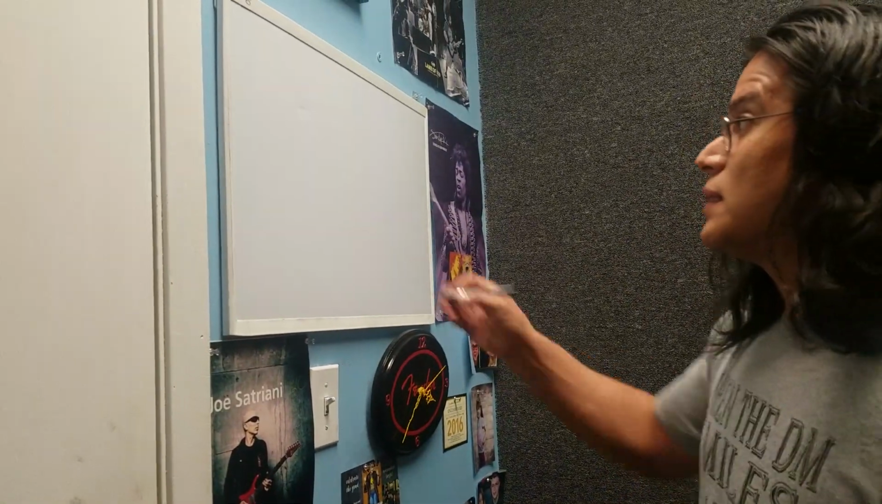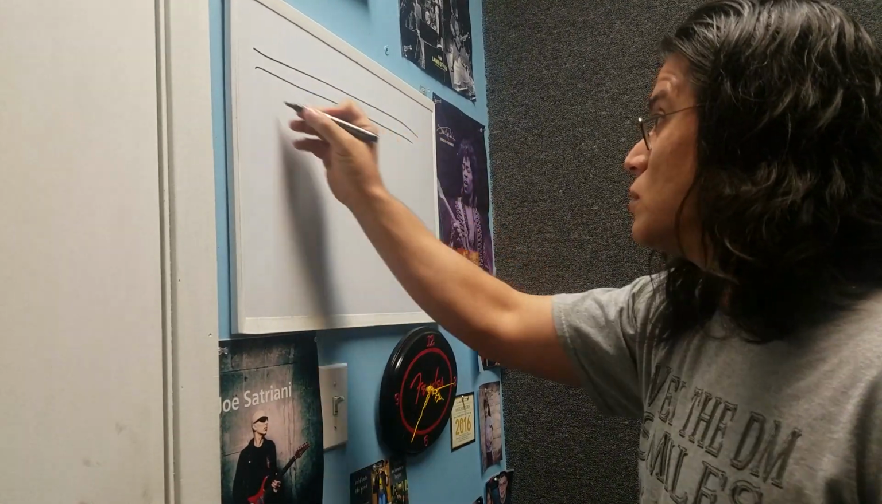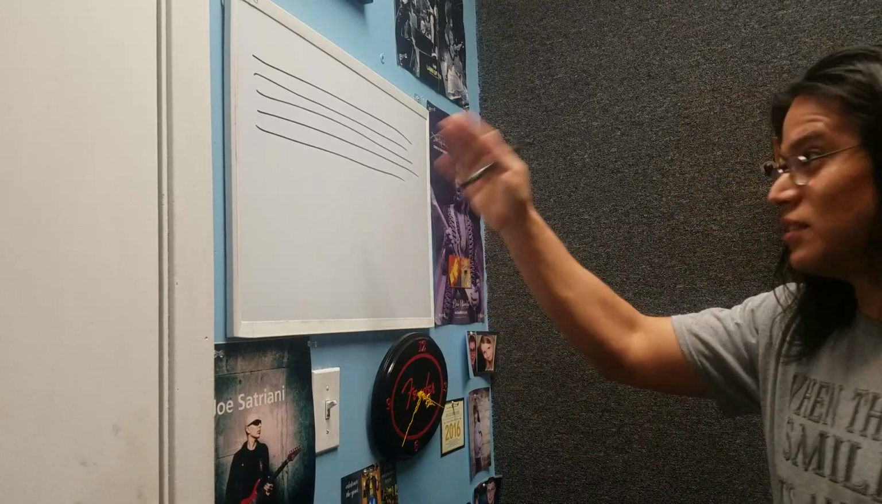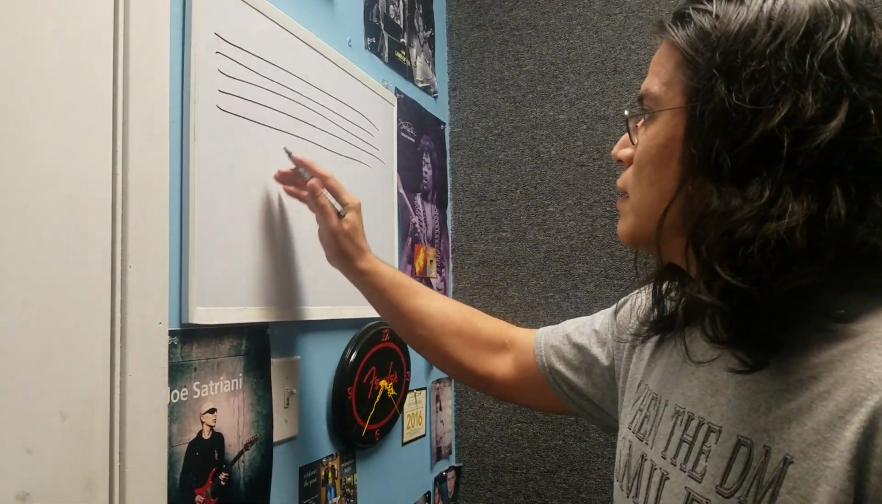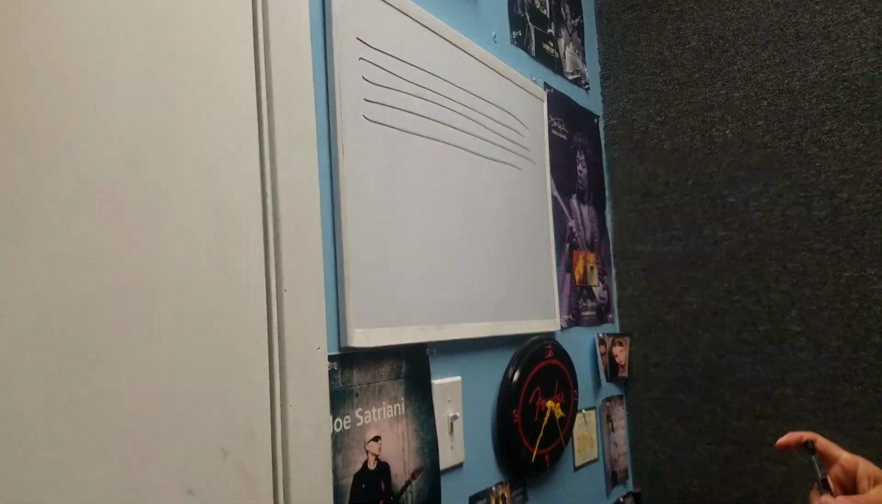All right, so what is the staff? The staff is 5 lines: 1, 2, 3, 4, 5. As you can see, they don't have to be straight. 5 lines and 4 spaces, right? Because you have 1, 2, 3, 4 spaces in 5 lines.